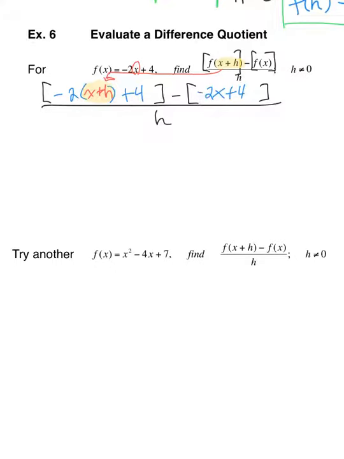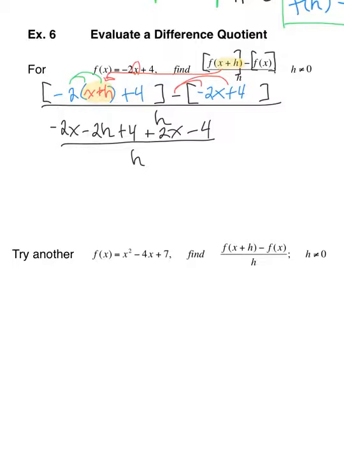If you forget these, I tend to have kids only changing the sign here and not here. So now all that's left is to do the math. So I'm going to distribute the negative 2 into here. So I get negative 2 times x is negative 2x, and then negative 2 times h is negative 2h. Bring down this plus 4, and then you're going to distribute this negative all the way through. So a negative times a negative 2x is a positive 2x, and then a negative times a 4 is a negative 4, and then it's all over h.